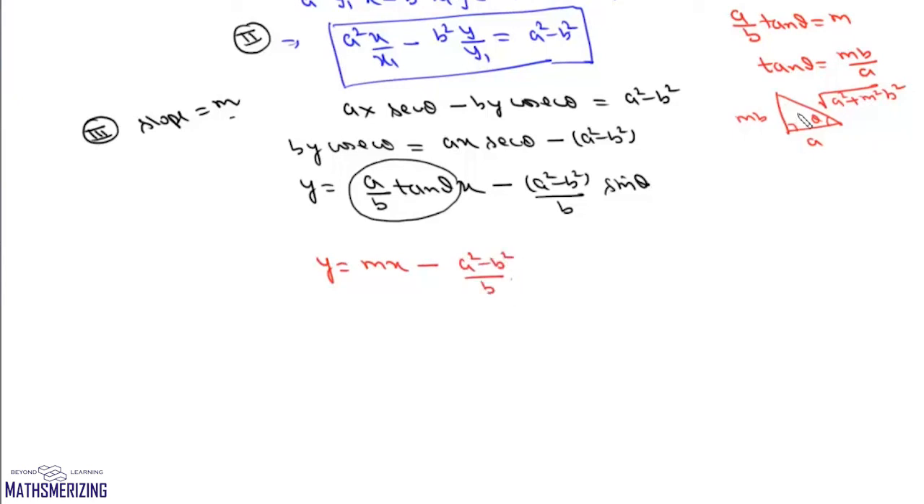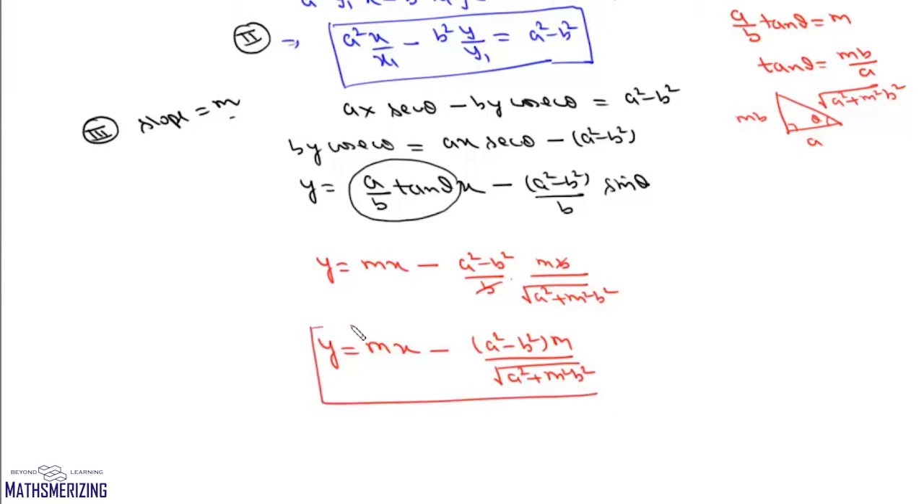Now what's sin theta? Sin theta in this case is mb upon under root of a square plus m square into b square. We'll cancel this b with b. We can write the equation of normal in terms of slope m as y equals mx minus a square minus b square m upon under root of a square plus m square into b square. So that is the equation in terms of the slope of a normal.